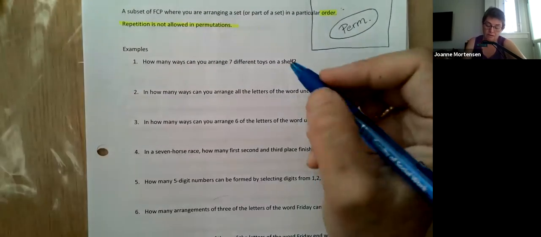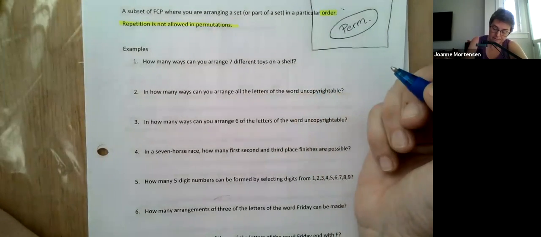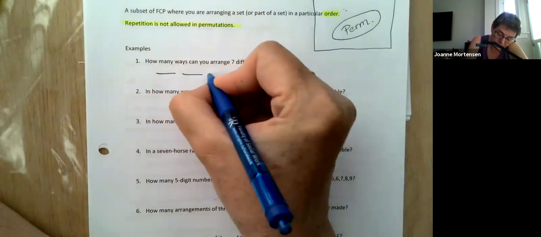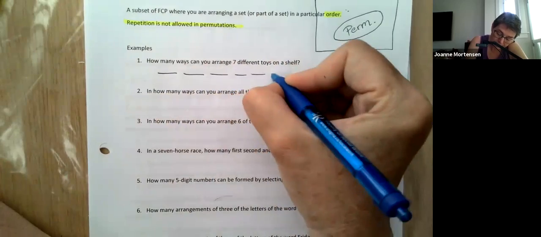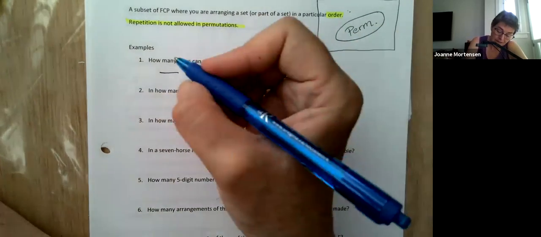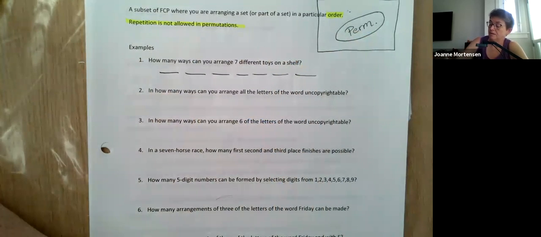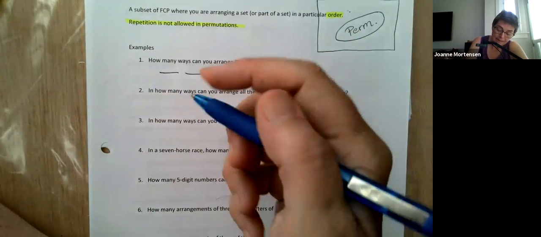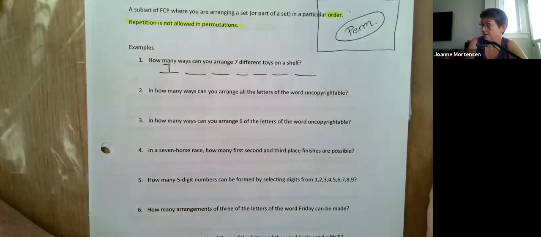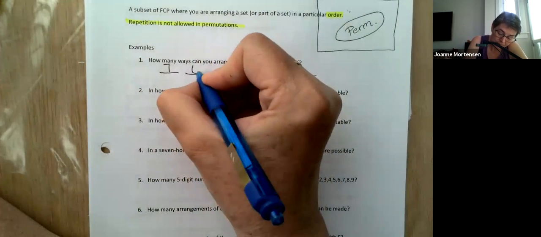All right, we have 7 toys on a shelf, and we're going to arrange them. So 1, 2, 3, 4, 5, 6, 7 spots for the toys. When I look at my pile of toys, there are 7 toys. I need to pick one of them to go in the first spot. So that's where I put my dolly. And now there are 6 toys left in my list. Well, now I'm going to put my teddy bear.